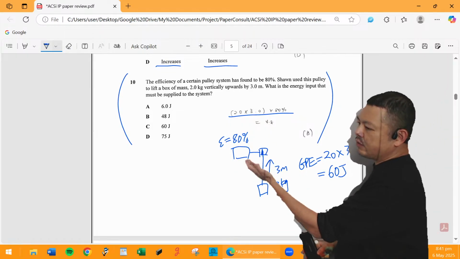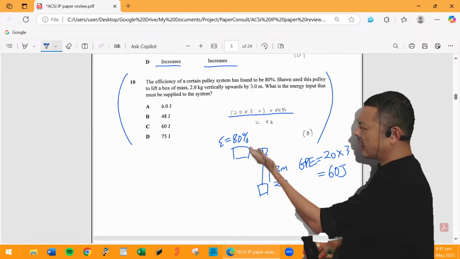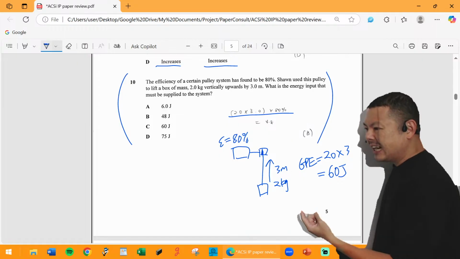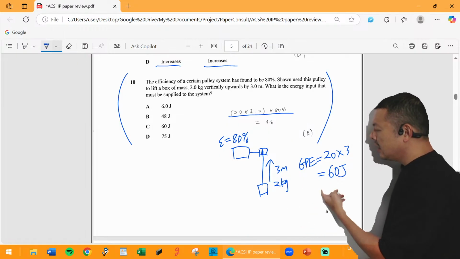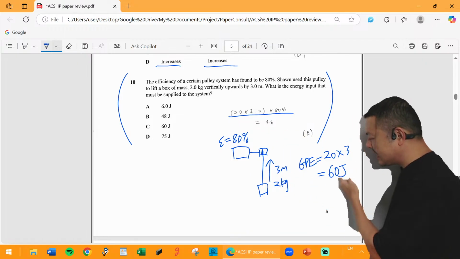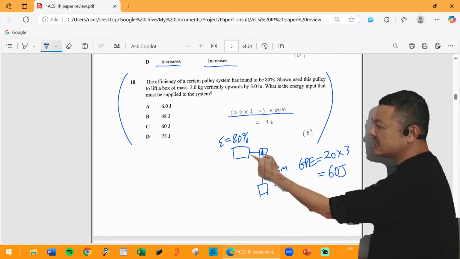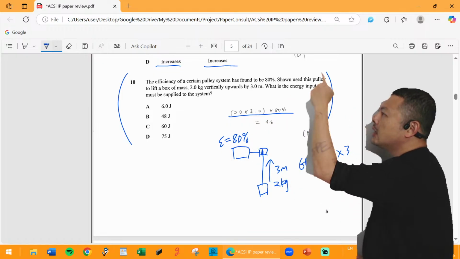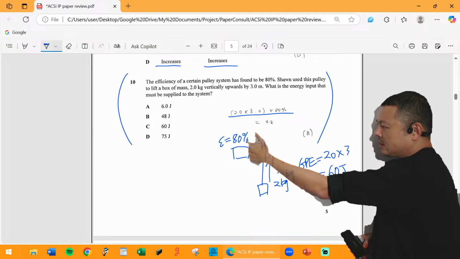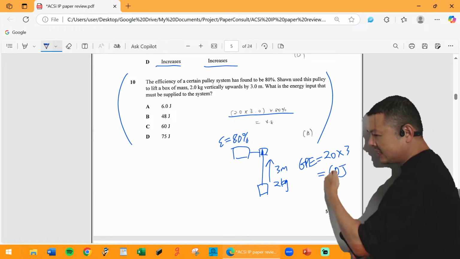I think I didn't revise this. Did I revise work energy power? I did, right? The useful output power of this pulley system is 60 joules. The efficiency of the pulley system is 80%. It means that you need to put in more energy so that this pulley system can output 60 joules of useful energy.